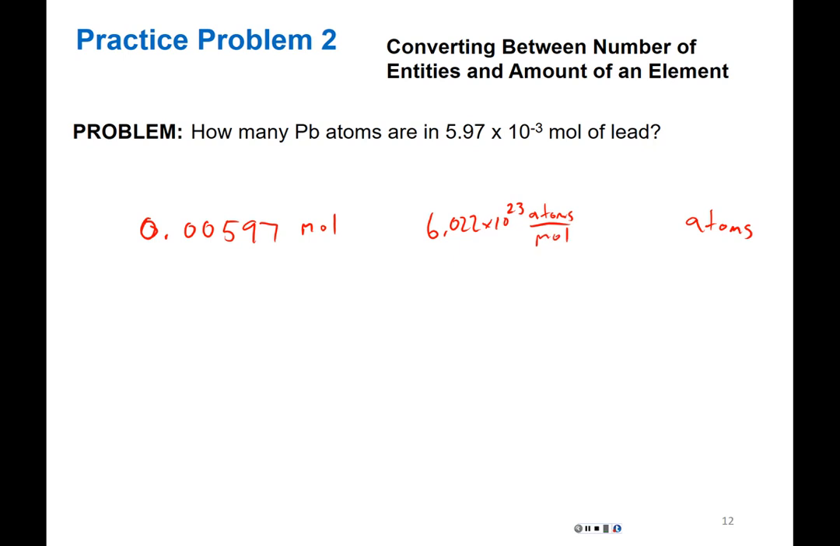Right? And so we need atoms. We want the moles to cancel, so how do we do that? We simply multiply the numbers together, and the moles will cancel. And what we get is 3.6 times 10 to the 21 atoms of lead that are in 0.00597 moles.